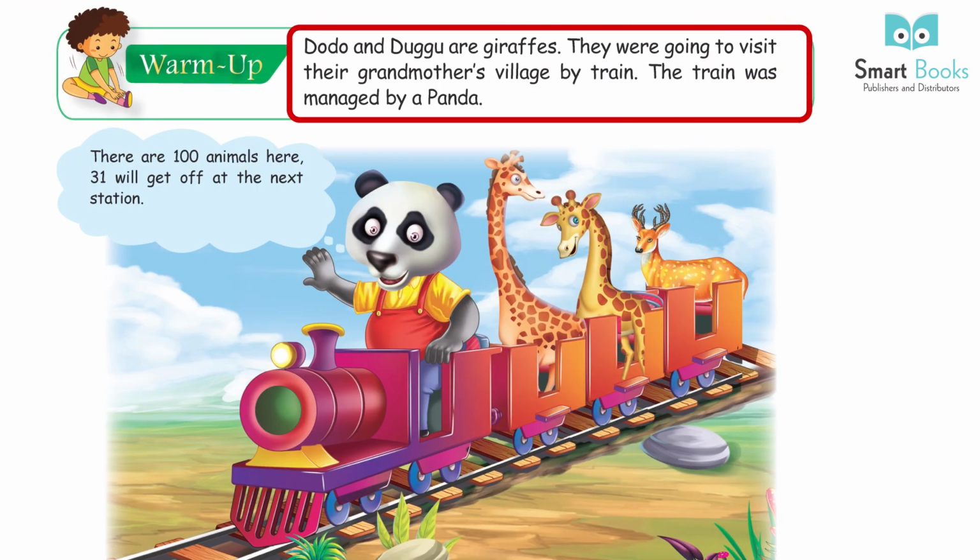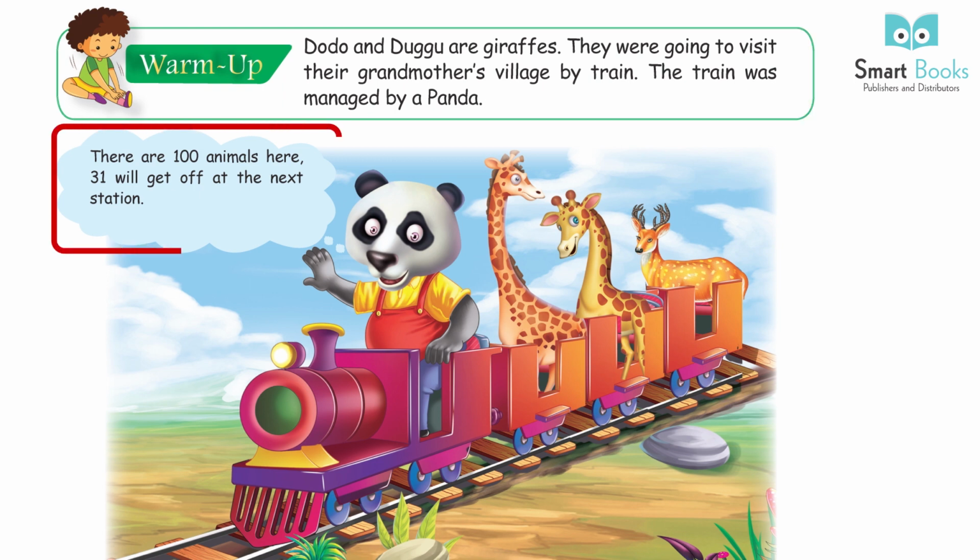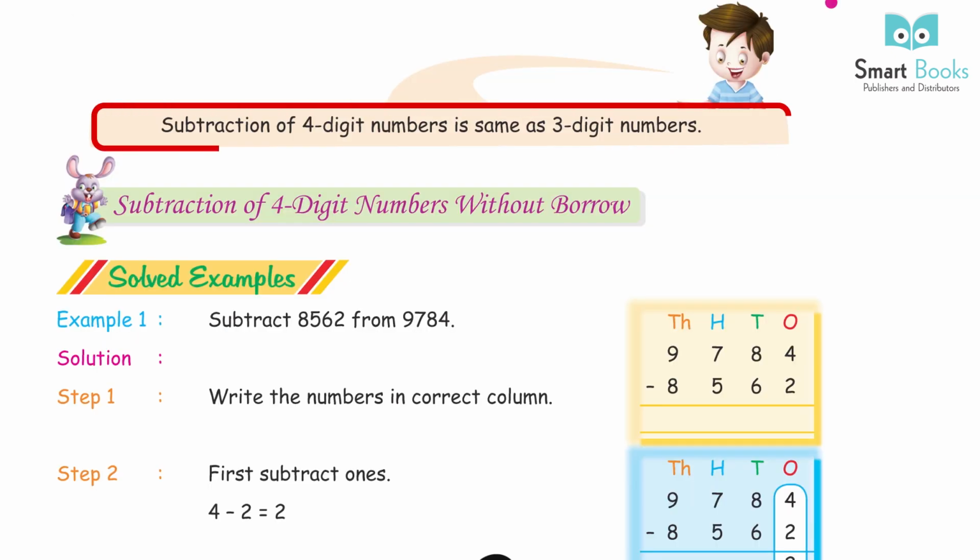Dodo and Dugu are giraffes. They were going to visit their grandmother's village by train. The train was managed by a panda. There are 100 animals here. 31 will get off at the next station. Subtraction of 4-digit numbers is same as 3-digit numbers.